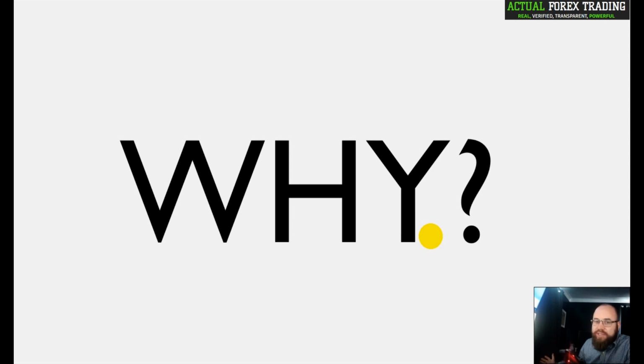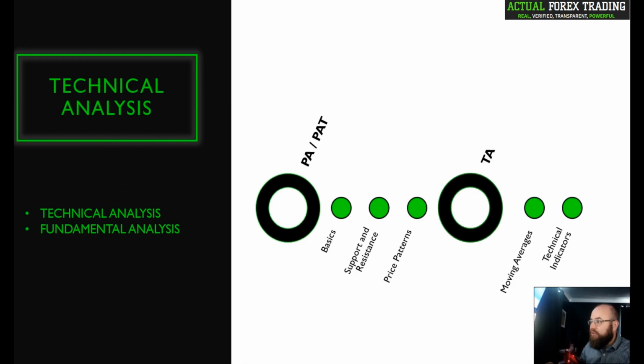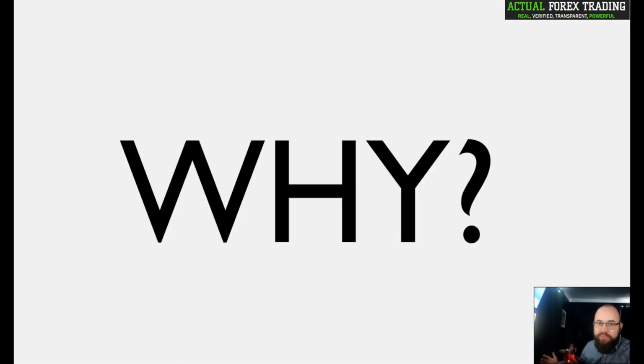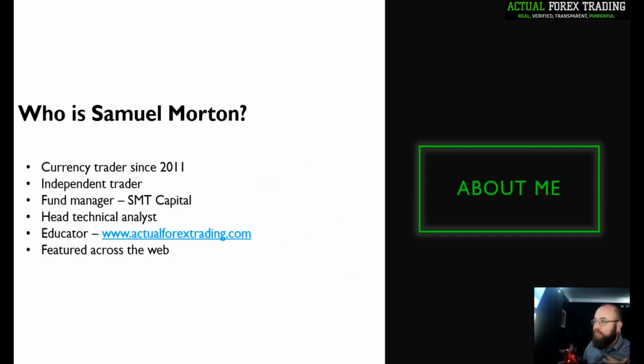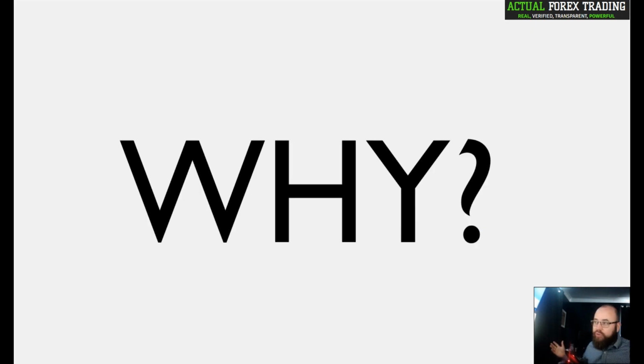Now, why is all this important? Why do you need to know this? Why do you need to know about direction, highs, lows, patterns? Why do you need to know about technical indicators and all these things? Well, we trade Forex and any other financial market in order to make money. I'm a trader. I've been a technical analyst. I'm a fund manager. I'm an independent trader. Why did I do and why do I do all these things? Because I want to make money. Financial markets are all about making money. And price action can help us to make money.